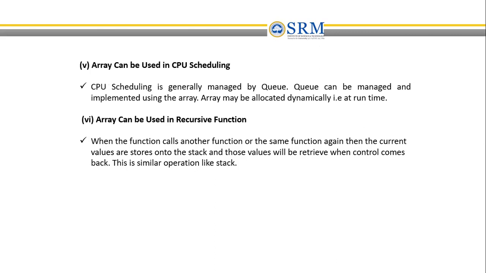An array can also be used for CPU scheduling, where we can do queues, or we can manage the allocation process easily during runtime. An array can also be used for recursive functions. In a recursive function, a function calls itself, so we can maintain a stack with the help of an array easily.